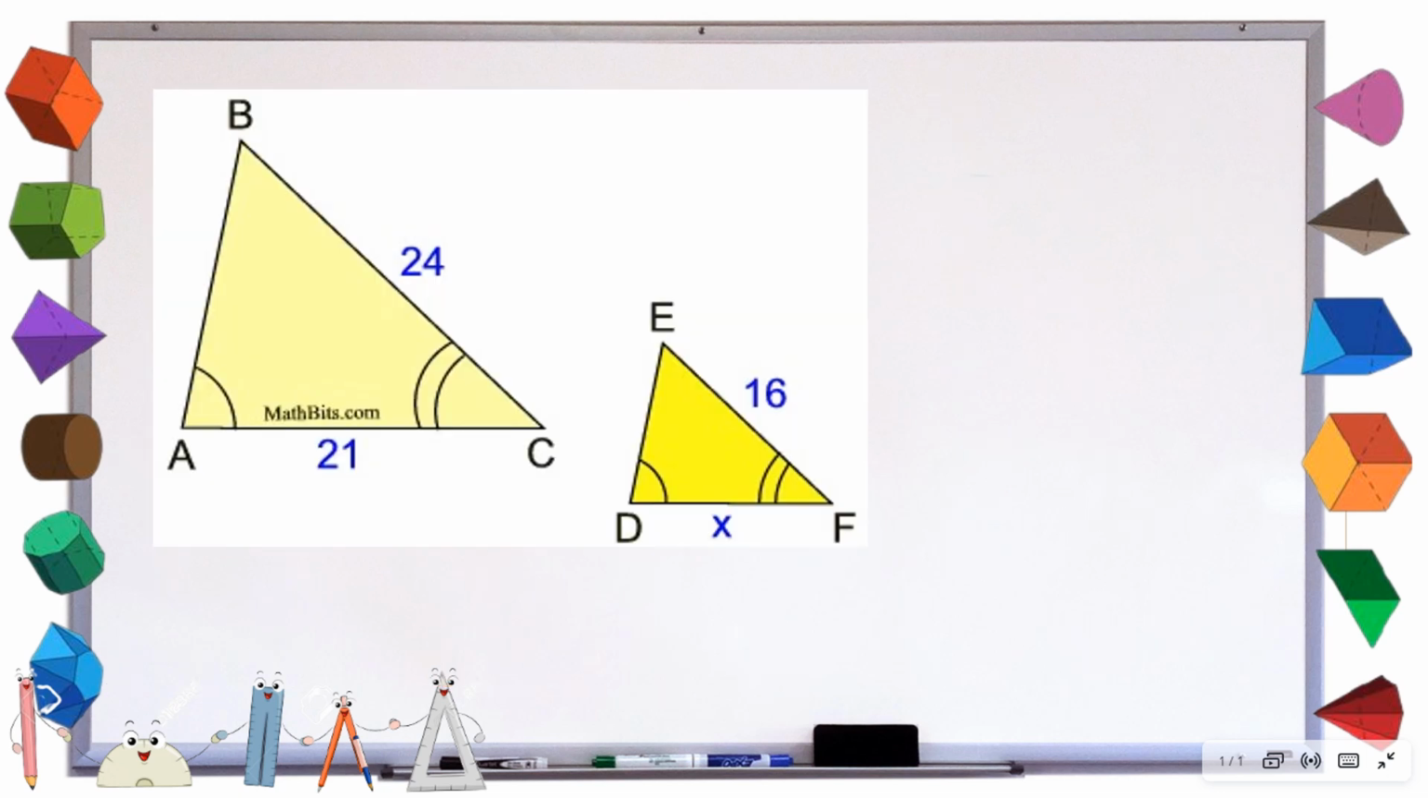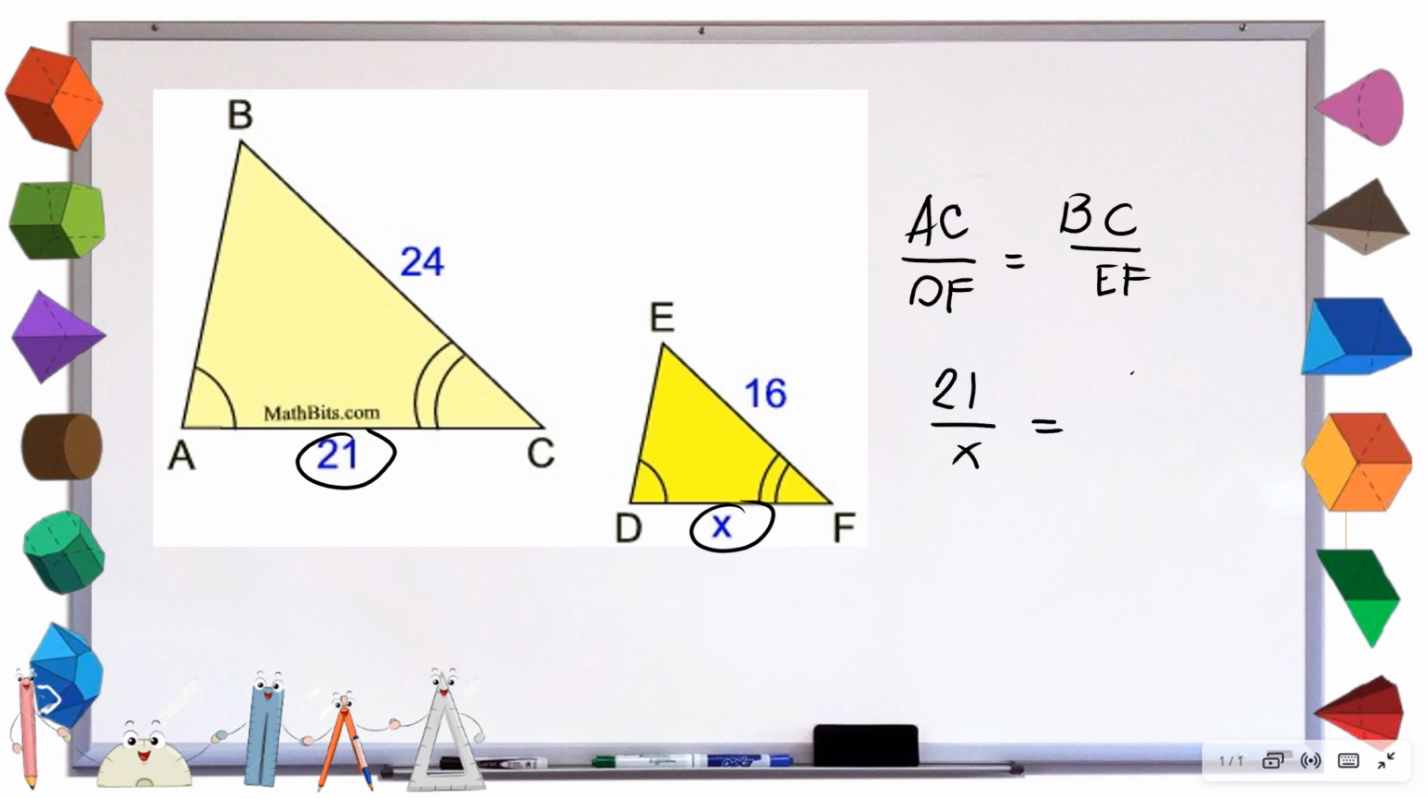So let's have an example, which is our given triangle. So let's just have the sides based from our given congruent angles. So we have your A and D, C and F. So we have your AC over DF is equal to your BC over EF. So you have here 21 over x. So we need to find the variable x. So 21 over x is equal to 24 over 16.